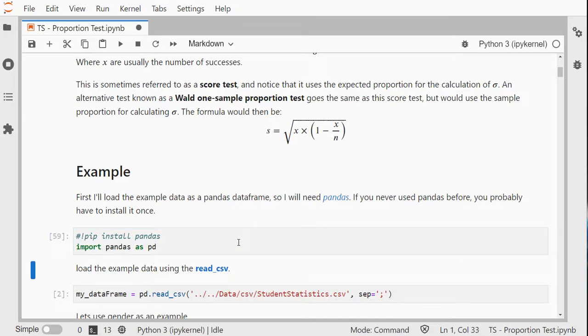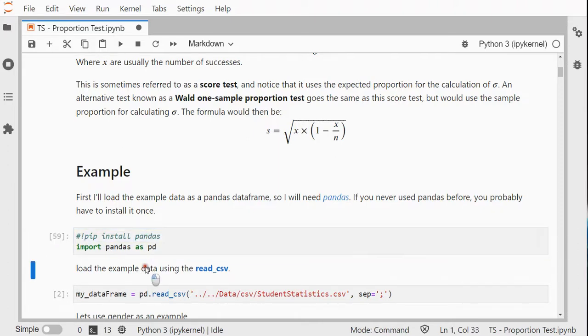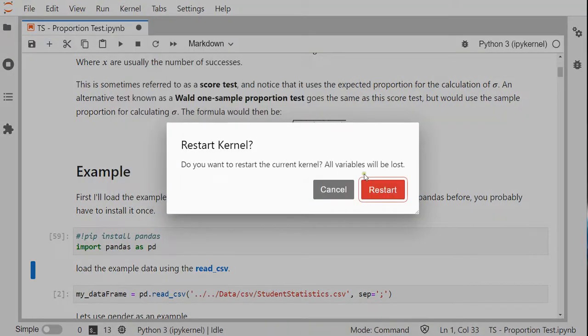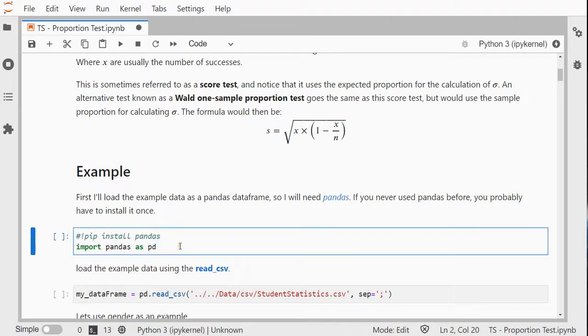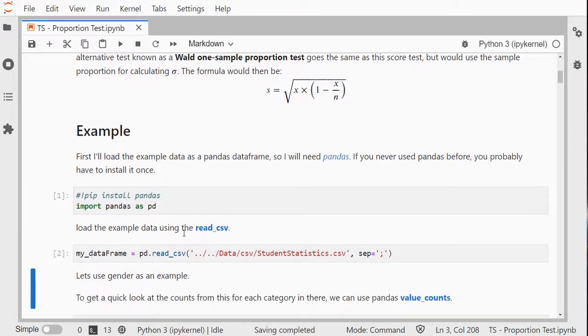I need some data, so I'm going to load that using Pandas read CSV. I've installed Pandas before. If you've never used Pandas before, you can probably use a pip install. I only need to load it. By the way, I'll restart my kernel and clear all the outputs. And there we go. Now I can load the data file, and I will be using gender as an example.